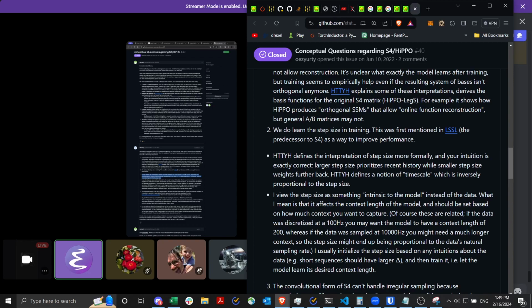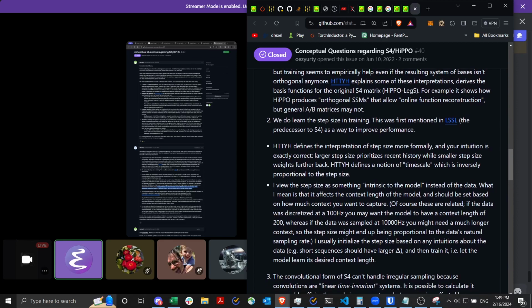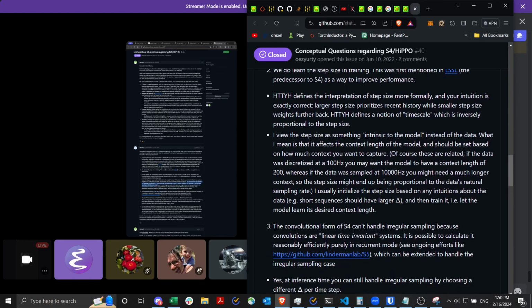Okay, this is interesting too. So this is how he does it. I usually initialize the step size based on any intuitions about the data. For instance, short sequences could have longer deltas, and then train it. That is, let the model learn its desired context length.